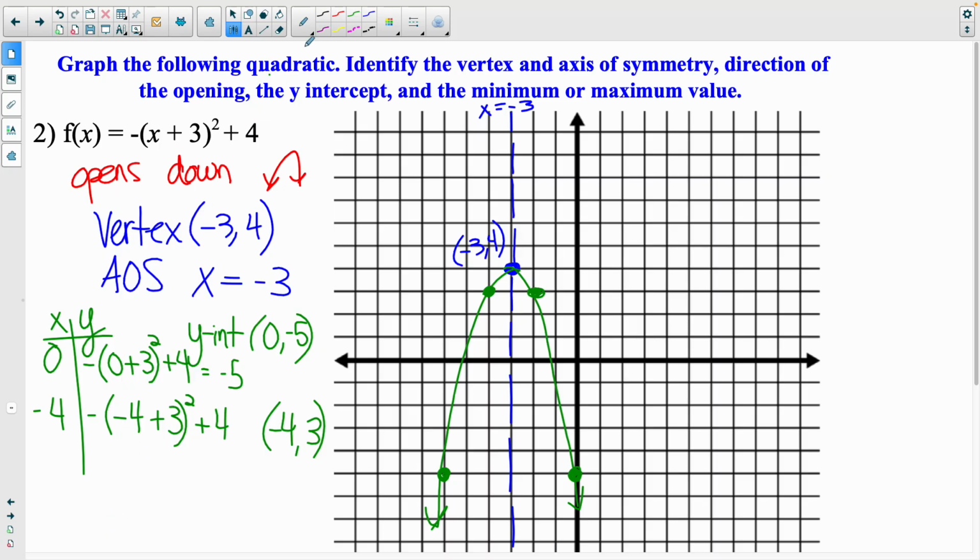Okay, and then we don't want to forget our minimum or maximum. So is there a topmost point on the graph or a bottom? Right, is that vertex top or bottom? Yeah, so -4 here. That should be just the top one. That should be 4.